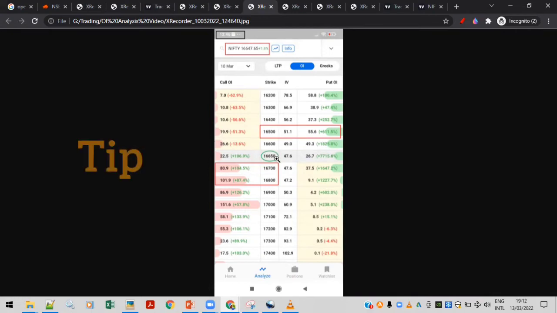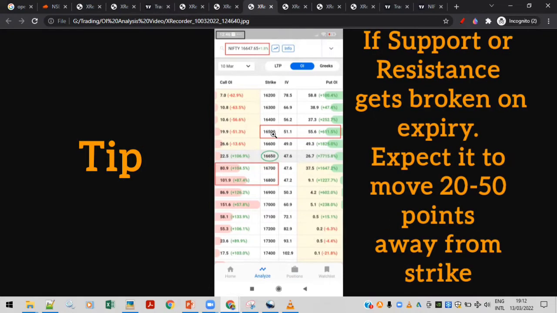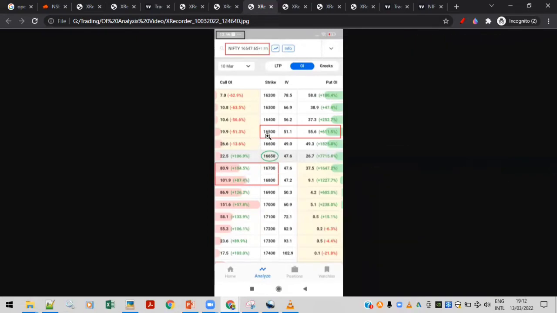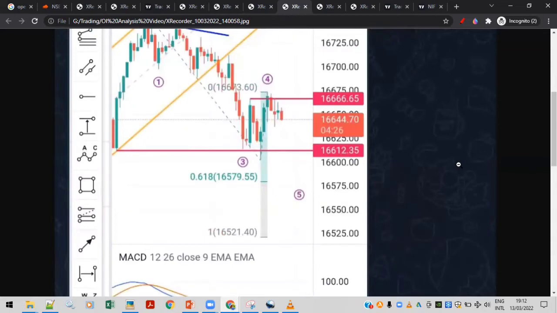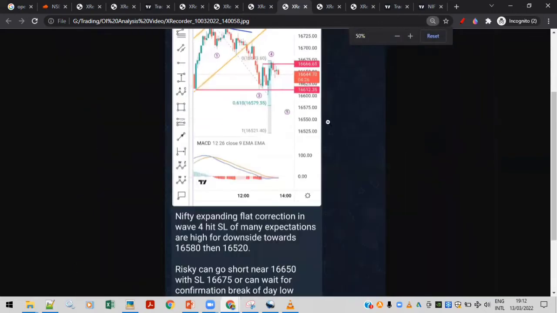Another tip for you: whenever support is broken, as in this case where the downside started, it will break by 20 to 50 points. Meaning 16,500 was a support, but still it went till 16,450 levels. And then again a sharp upside was given on that day. Here on my screen you see that around 130 points it gave upside.